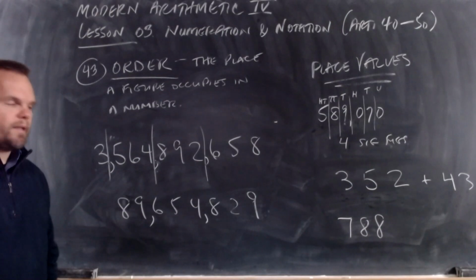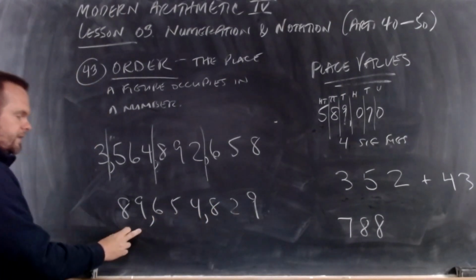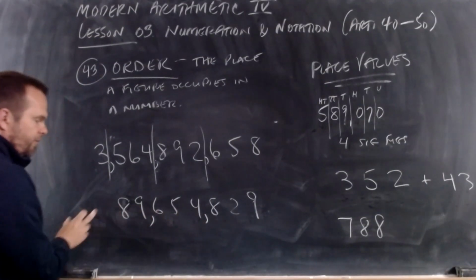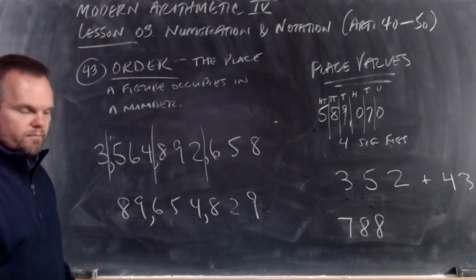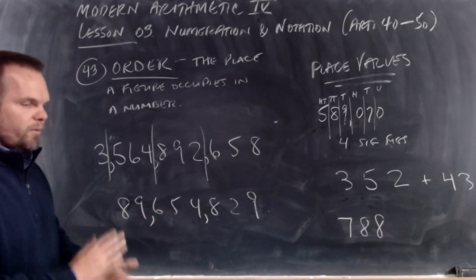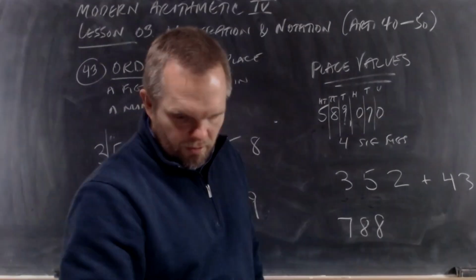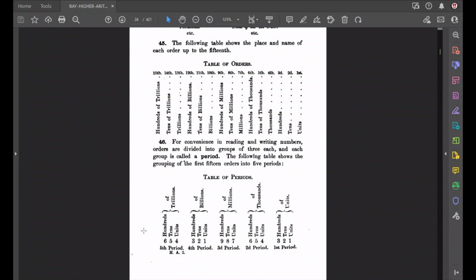And when you get experience with it, you learn very quickly that the third period is millions. The second period is thousands. The fourth period is billions. The fifth period is trillions. You learn to recognize it very quickly. So numbers, especially when they get beyond thousands, they're marked in periods just for convenience in reading. It says, for convenience in reading and writing, orders are divided into groups of 3, and each group is called a period. So there's the units period, the thousands period, the millions period, the billions period, and the trillions period. And they help us to read and write numbers more conveniently.